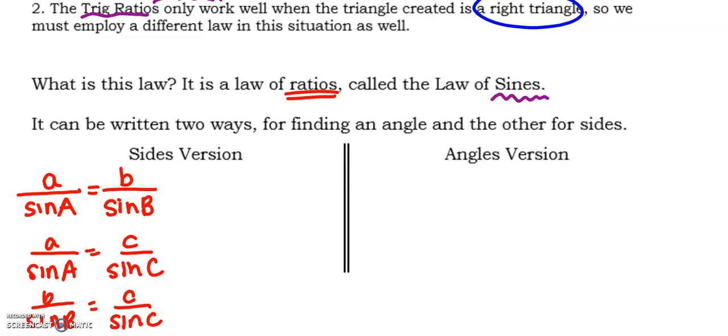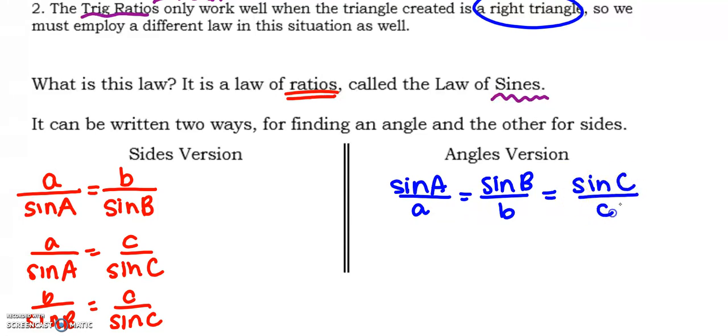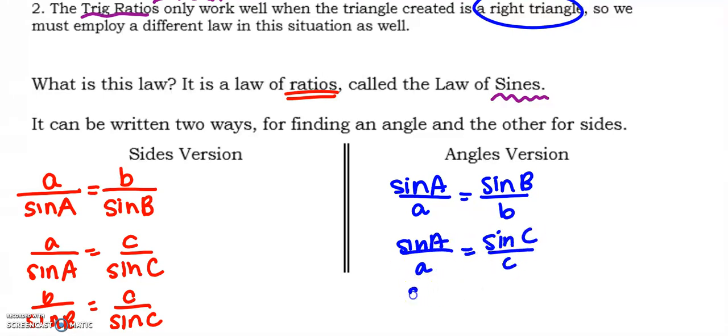The angles version is just going to be the reciprocal. So I'm going to say that the sine of A compared with side A is equal to the sine of B compared with side B, which also could be written as the ratio of sine C over C. But again, we won't set all three of them equal to each other at any given time. So you could just call this sine A over A equals sine C over C. And then the last one would be sine B over B equals sine C over C.